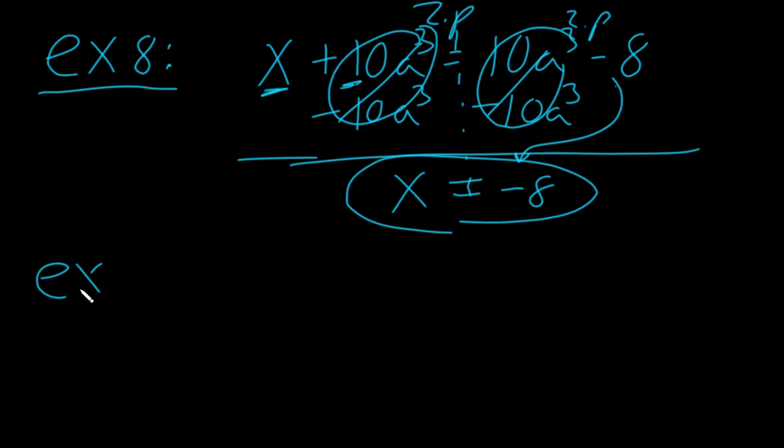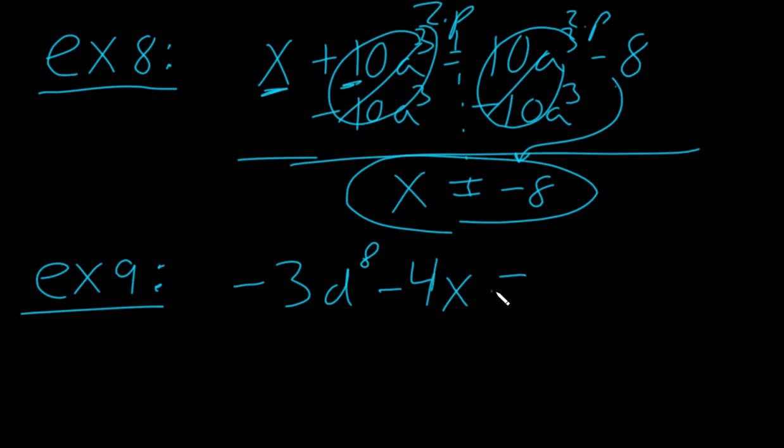Okay, let's do one last one. Here's our example 9. And let's say something a little crazier. Let's say negative 3d to the 8th minus 4x is equal to negative 3d to the 8th plus 12. Once again, I'm asking you to solve for x. So how would you get rid of a negative 3d to the 8th? Well, the additive inverse would be plus 3d to the 8th.